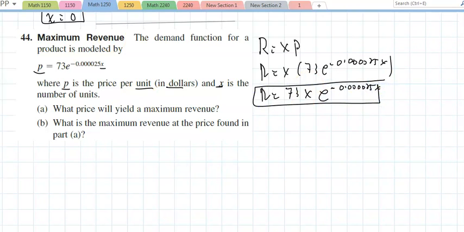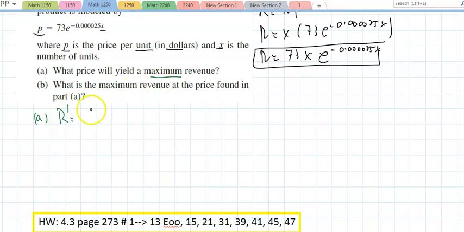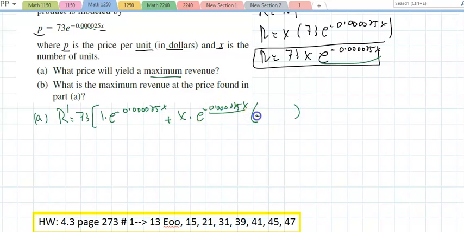I want to find a maximum of anything out there. How do we do it? We've done this too many times. We take a derivative. 73 is a constant. The product rule, derivative of the first times the second. How many zeros? 1, 2, 3, 4. Plus the first times derivative of the exponential. That's the exponential itself. Times the derivative of the power, which is negative 0.000025. And I want to know, where does this derivative equal to 0, or where does it not exist?